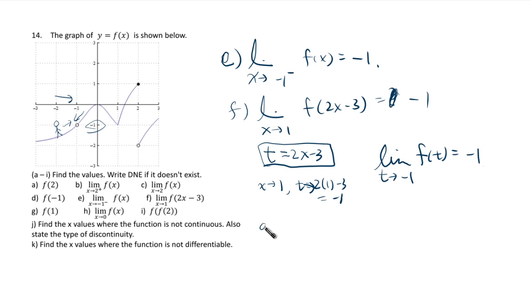Okay, what about f of 1? F of 1 is right here. If you get this 1, draw a vertical line, where does it meet the graph? Right here at negative 1. So f of 1 is also negative 1.